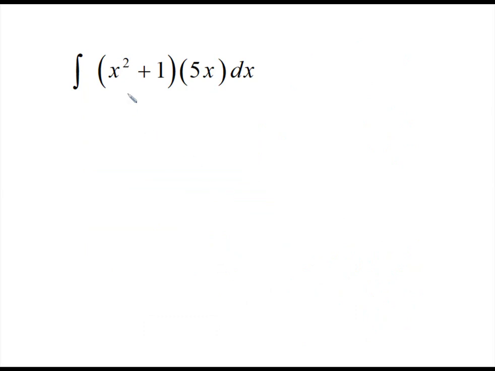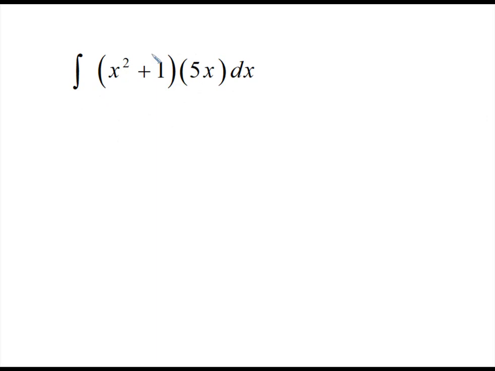Let's take a look at this example right here. First of all, we know that we don't want functions multiplying with each other. So we have this x squared plus 1 times this 5x. As is, we cannot integrate this using any of the techniques that we know so far. But it looks like we can use some algebra to get this function to look the way we want it to look.